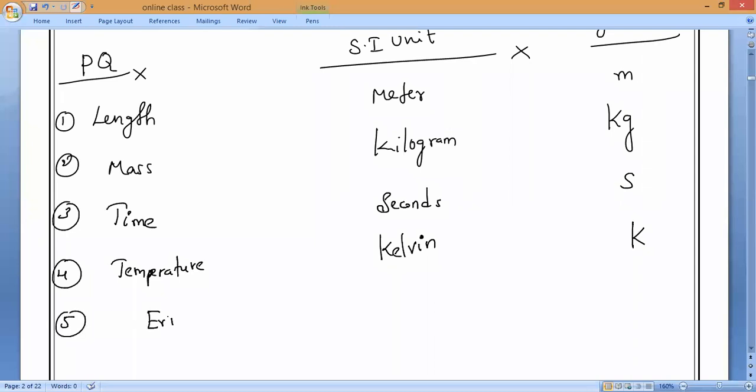We all know electric current; I have taught you in class 10. Can you tell me the SI unit of electric current, Sudheshwar? Please be loud. Ampere, and the symbol is A.